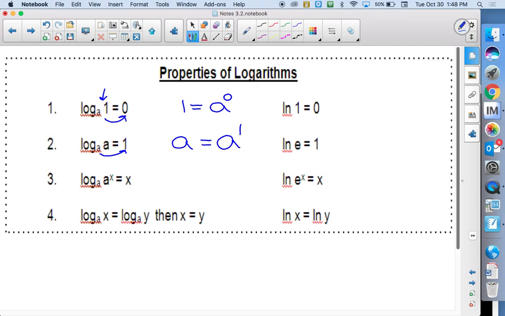A to the first is really just A. So the log base 7 of 7 is 1. The log base 25 of 25 is 1. The log base 100 of 100 is 1. So when those two numbers are the same, then it's 1.